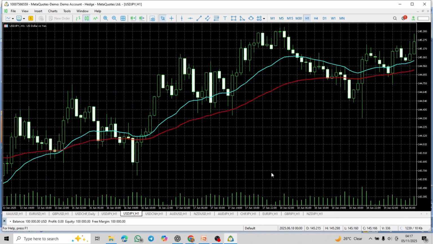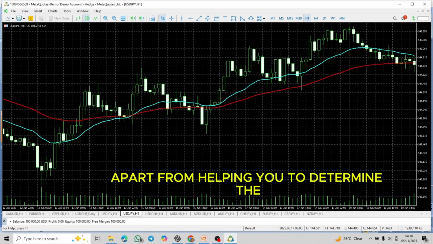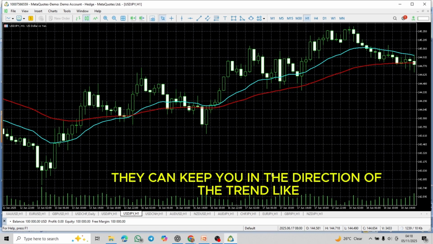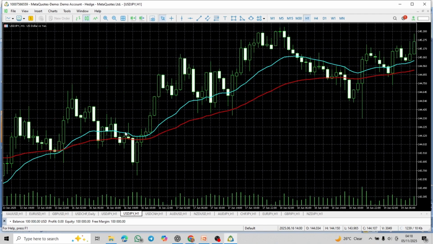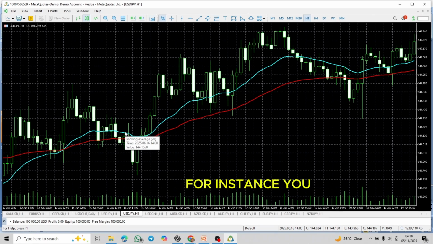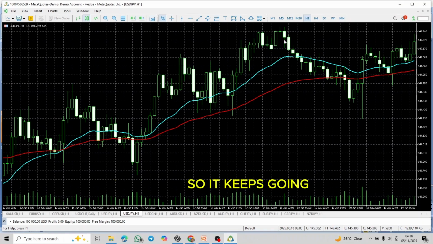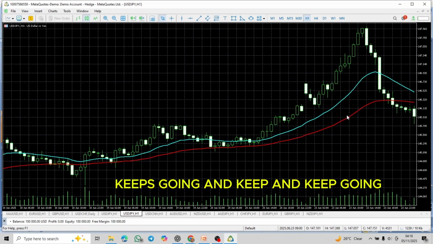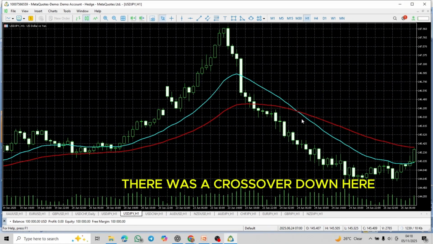So they can help to keep you in the direction of the market. Apart from helping you to determine the direction of the trend, they can keep you in the direction of the trend, like this. Once MA20 crosses MA50, we assume, for traders using this technique, that the market is in that direction and you keep looking to buy in that direction. So it keeps going, and keeps going. And then there was a change here, there was a crossover down here.